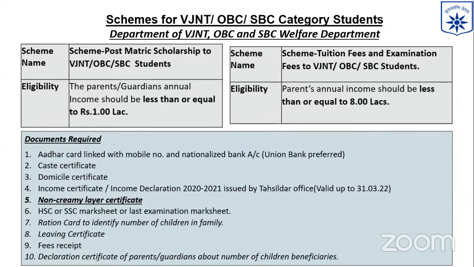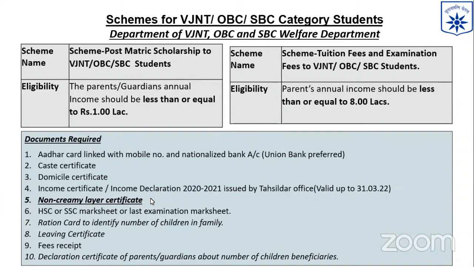But your savings bank account has to be linked with your Aadhaar card and mobile number. Caste certificate is required. Domicile certificate is required. Income certificate for the year 2021 should be issued by the Tahsildar office, which should be valid till 31st March 2022. Now, along with this, one additional document required for VJNT, OBC and SBC category students is the non-creamy layer certificate.